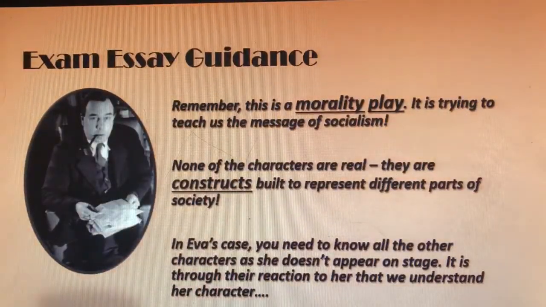Now let's move on then to the essay guidance. Remember, this is a morality play. It's trying to teach us the message of socialism. None of the characters are real. They are simply constructs built to represent different parts of society. In Eva's case, you need to know all the other characters as she never appears on stage. It is through their reaction to her that we understand her character. So if you're asked about Eva Smith in the exam, you're actually going to be talking about all the other characters in the play.